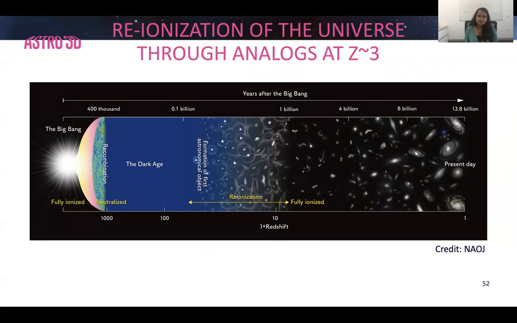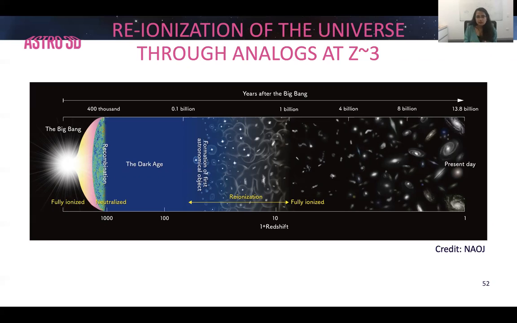So our universe underwent many phase transitions. It was fully ionized very close to the Big Bang. It became neutral during the dark ages. And at the end of the dark ages, when the first stars and the first galaxies emerged, they started to reionize the universe. They started to drive these ionization bubbles into the intergalactic medium, ionizing the neutral hydrogen. And by about redshift of 6, most of our universe was reionized.